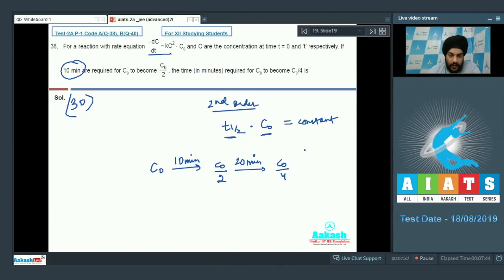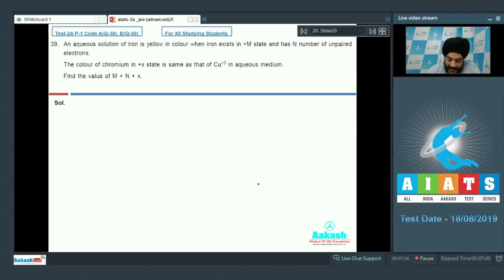Let us look at the next question now. Question number 39. It says an aqueous solution of iron is yellow in color when iron exists in plus M state. So students, we know that Fe has to be present in a state of plus 3. So we have M as 3 and it has n number of unpaired electrons. So if you talk about Fe3 plus, it has a d5 configuration and the d5 configuration is going to have 5 unpaired electrons. So the value of n is equal to 5.